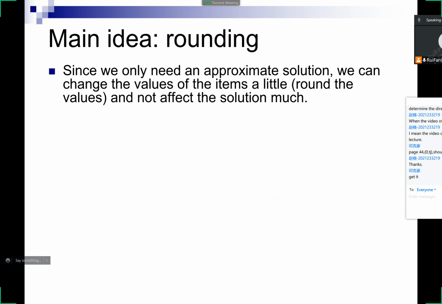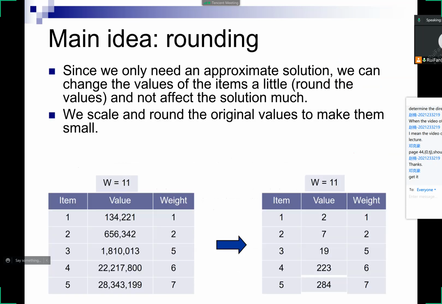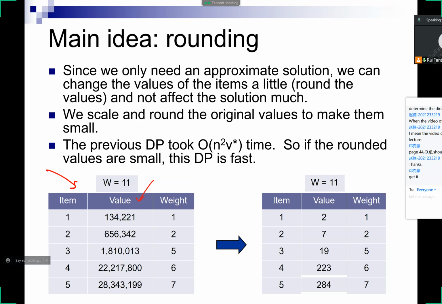So the main idea for this algorithm is to round the solution. What I mean by that is, suppose initially you have a knapsack problem which looks like this. Here we see that we have lots of large values. The maximum value here is like 28 million. And because your running time is like n squared times the maximum value, then on this instance you would need to take something like 28 million time to solve this DP.